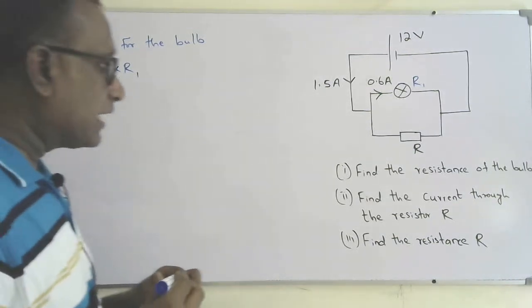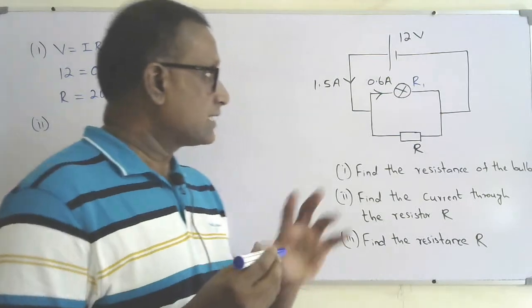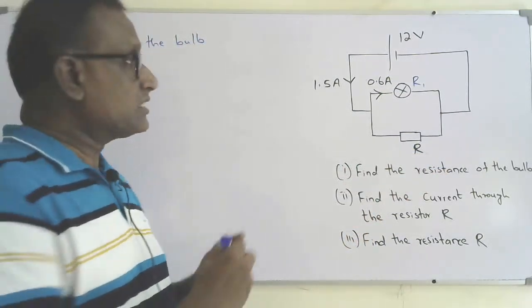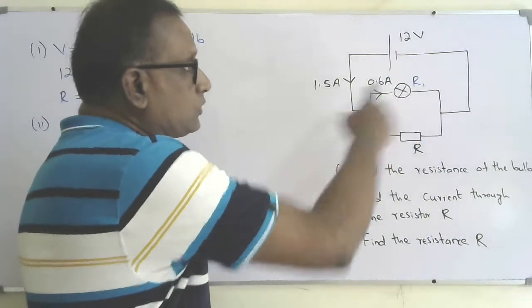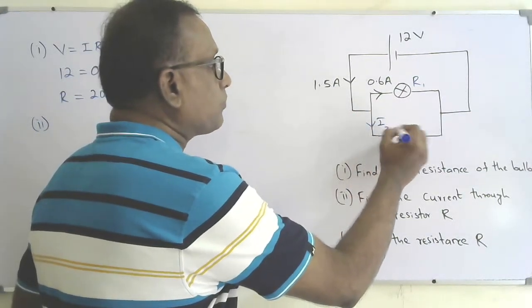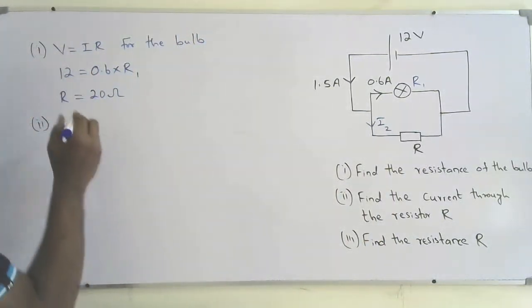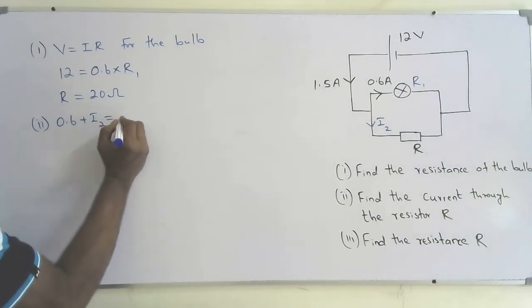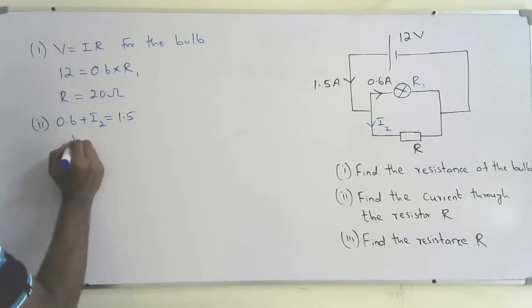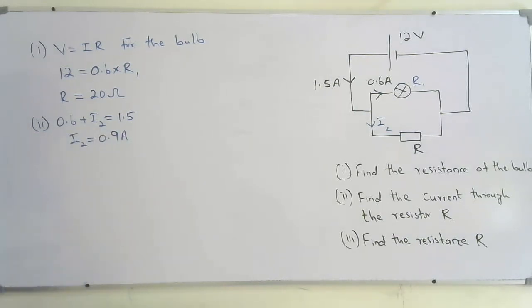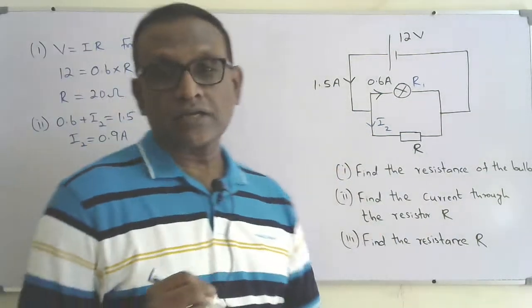Second part, find the current through the resistor R. So there's a resistor or heater R. According to Kirchhoff's first law, the current will split through this one and this one. I can call this current I2. So I can say 0.6 plus I2 is equal to 1.5. So I2 is equal to 0.9 amperes. That's the current through the resistor R.